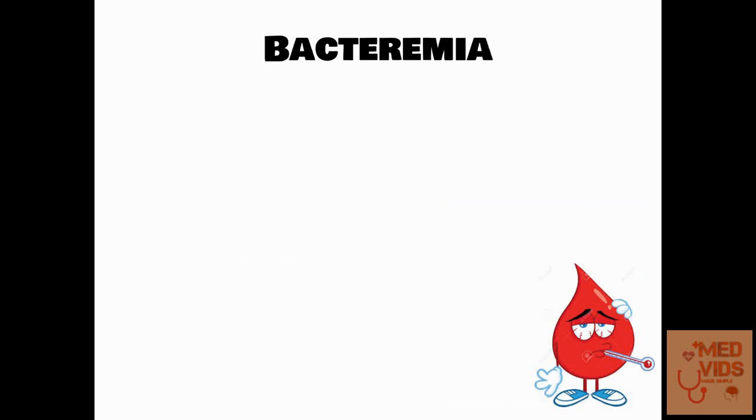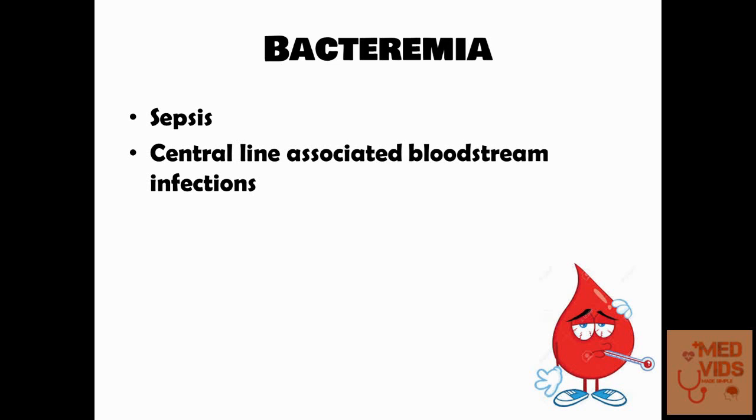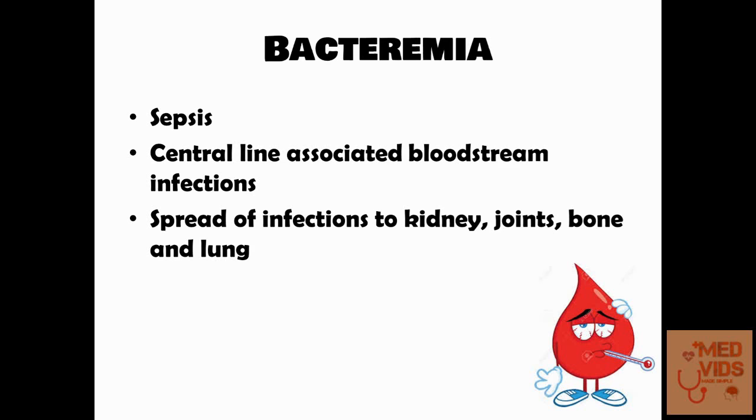Bacteremia. When Staphylococcus aureus bacteria invades the bloodstream, they can literally spread to any organ, causing secondary infections. Okay, so when they invade the bloodstream, they can cause various manifestations like sepsis and septic shock, central line associated bloodstream infections, and from the blood they can spread to various organs like kidney, joints, bones, and lungs.